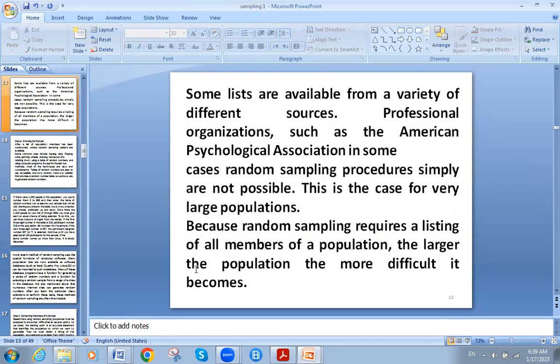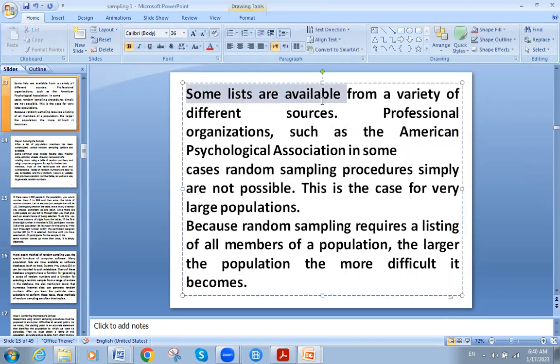Third step, some lists are available from a variety of different sources. Professional organizations such as the American Psychological Association can give me lists.